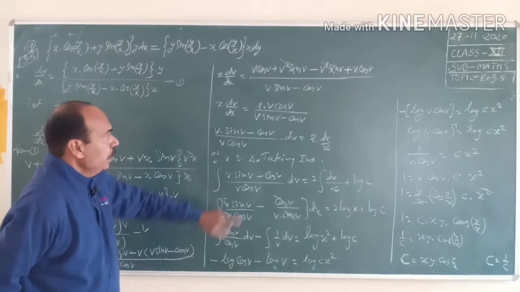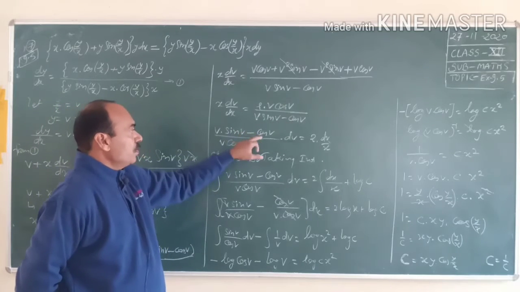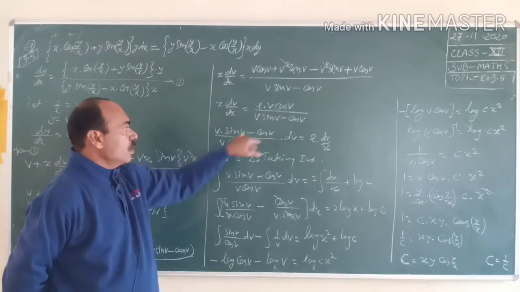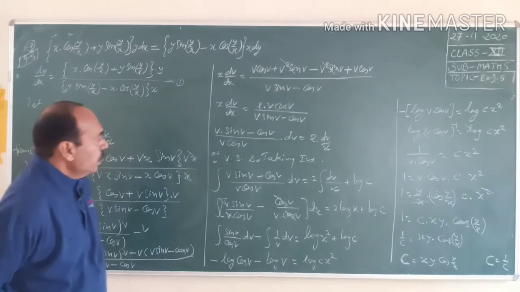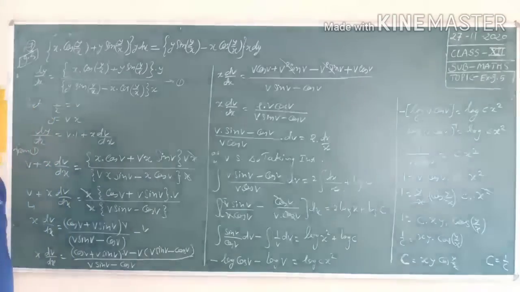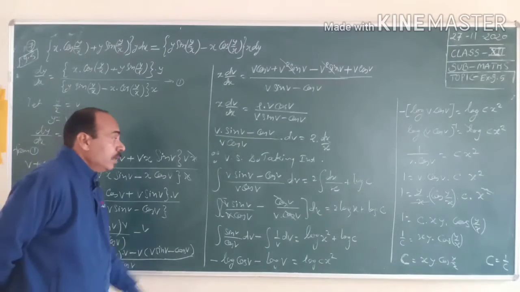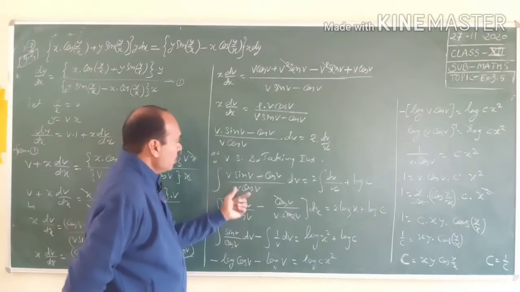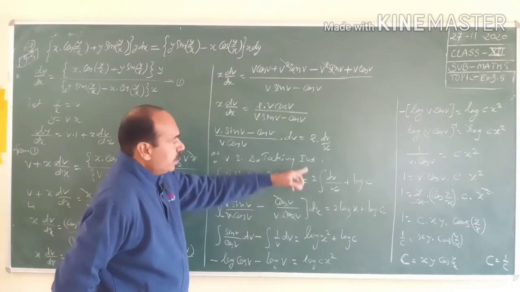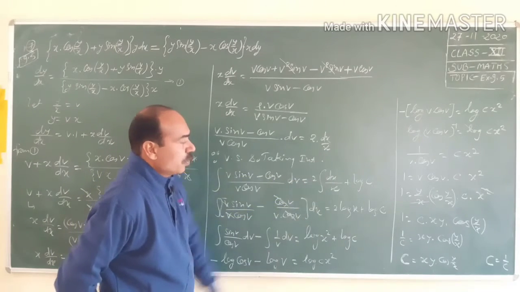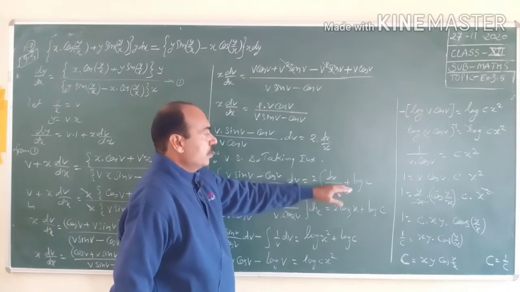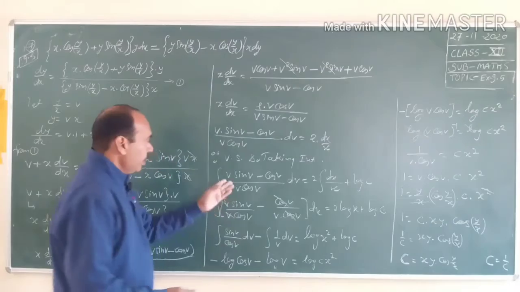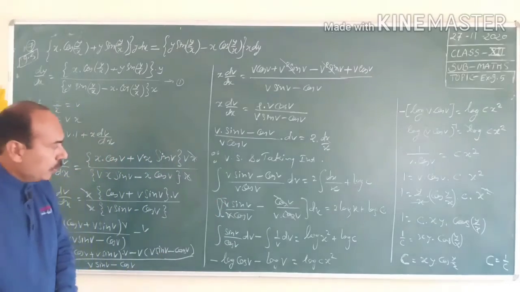Now separate the variables. So (v sin v − cos v) divided by v cos v stays on one side, and dx/x on the other. Since the variables are separated, take the integral on both sides: ∫(v sin v − cos v)/(v cos v) dv = 2∫dx/x + constant c. The integral of dx/x is log x, so take the constant as log c, and here also you will get the answer in terms of log.